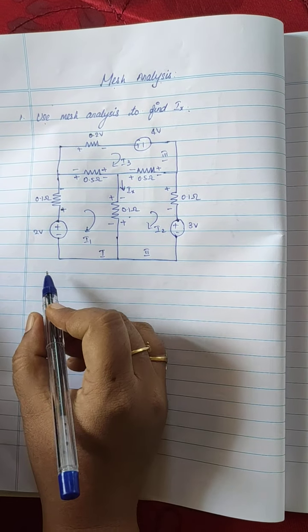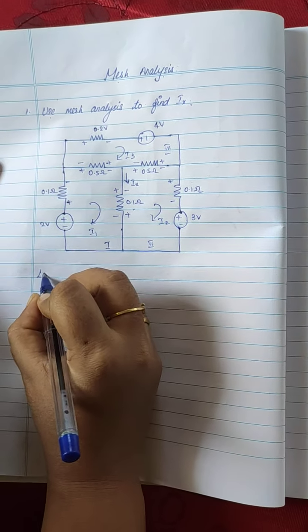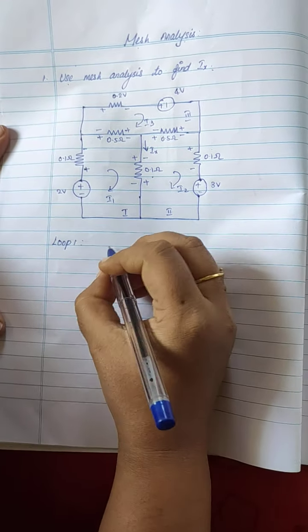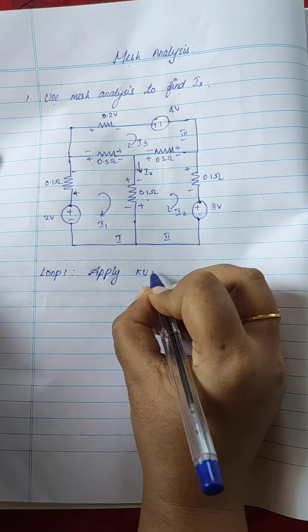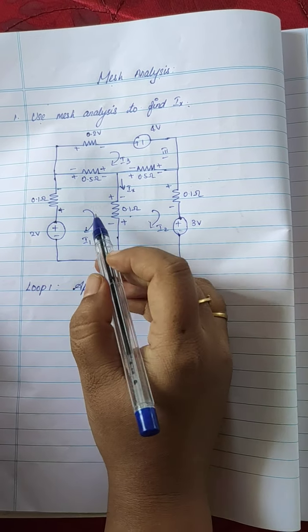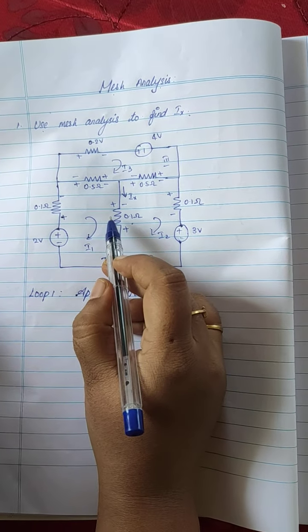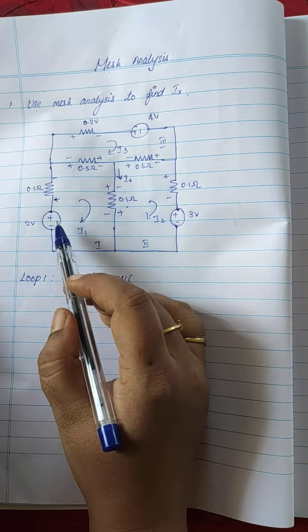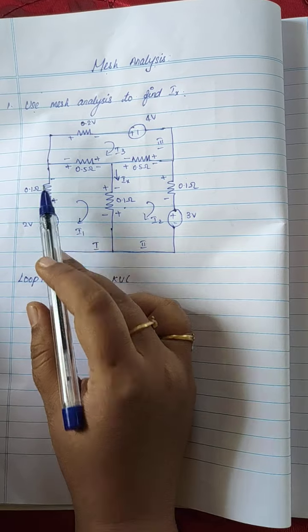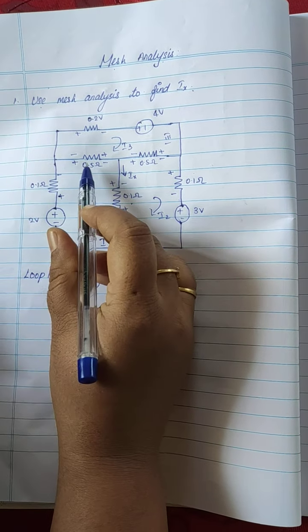After that we need to find the loop equations. So first, the loop 1 equation. We are going to apply KVL, that is Kirchhoff's voltage law. What is Kirchhoff's voltage law? The voltage across any closed loop is equal to 0. So voltage rise equals voltage drop. We can start from any resistance.